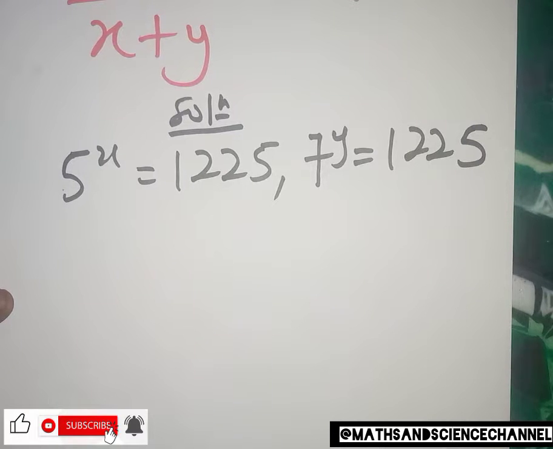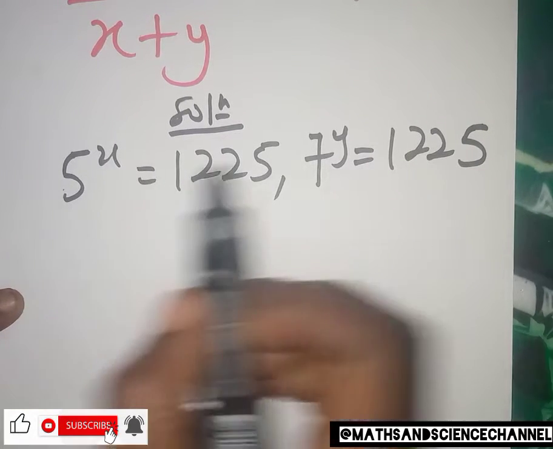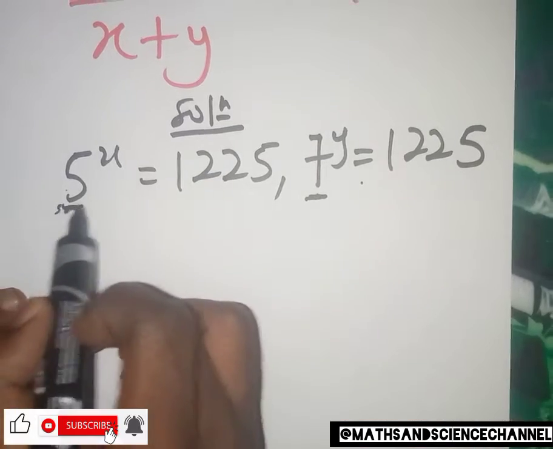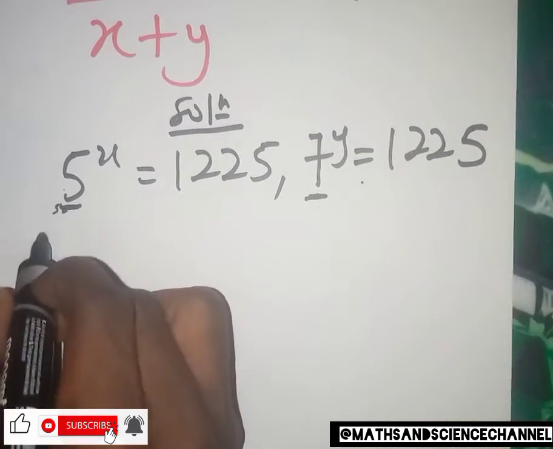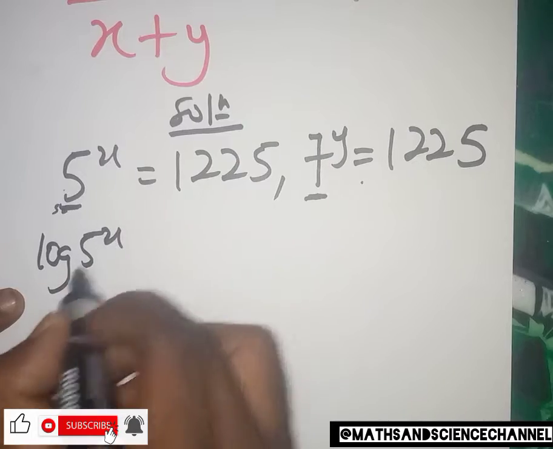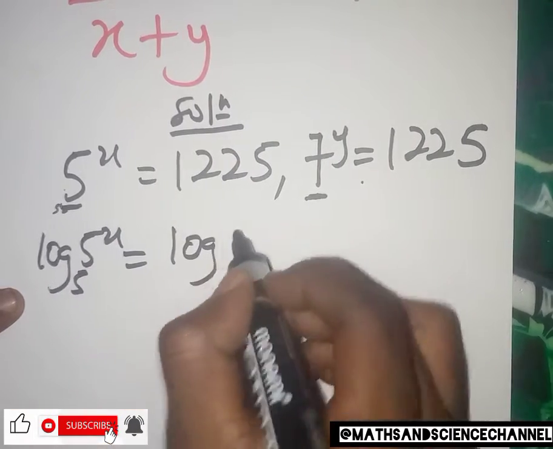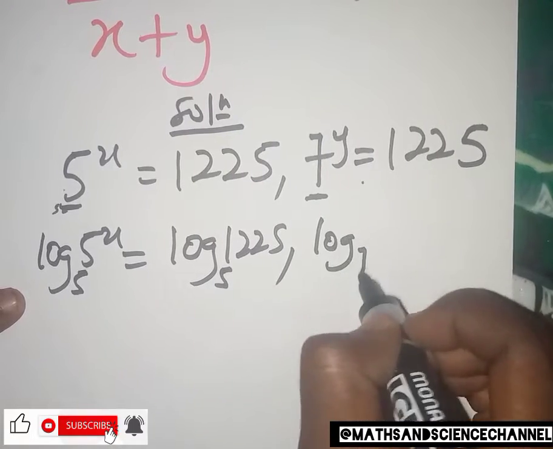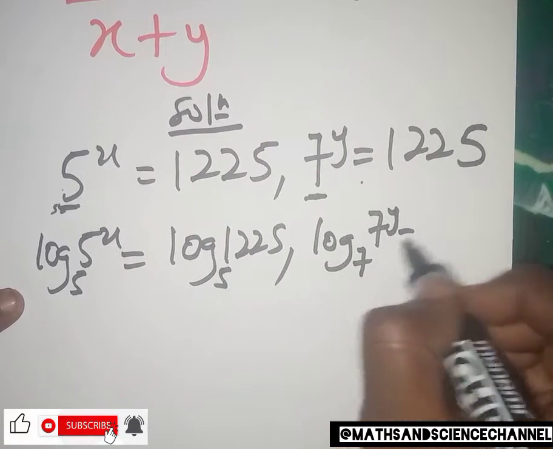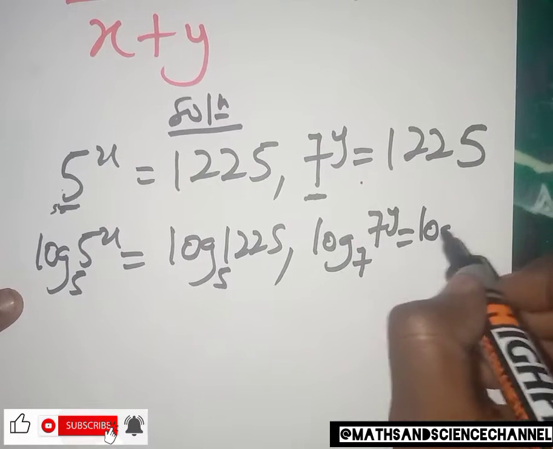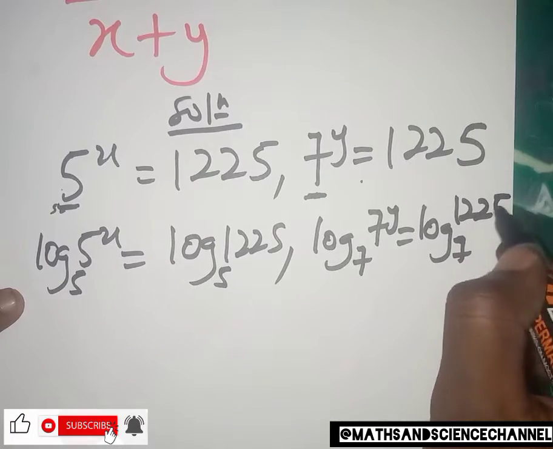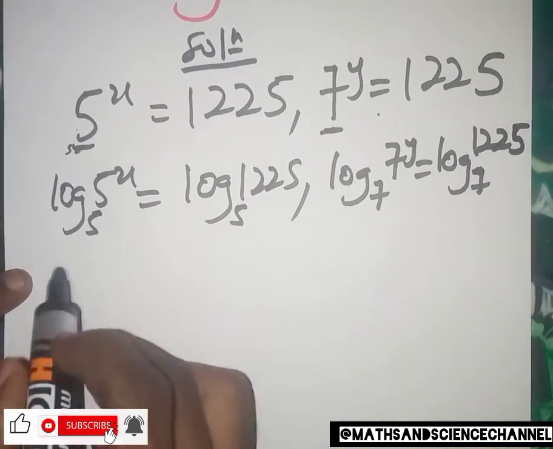Log to the base 5 here and also log to the base 7 here, because the base here is 7 and the base here is 5. That's the basic one. So we apply log to the base 5 on 5^x, being equal to the log of 1225 to the base 5, and then also log base 7 of 7^y being equal to log base 7 of 1225.